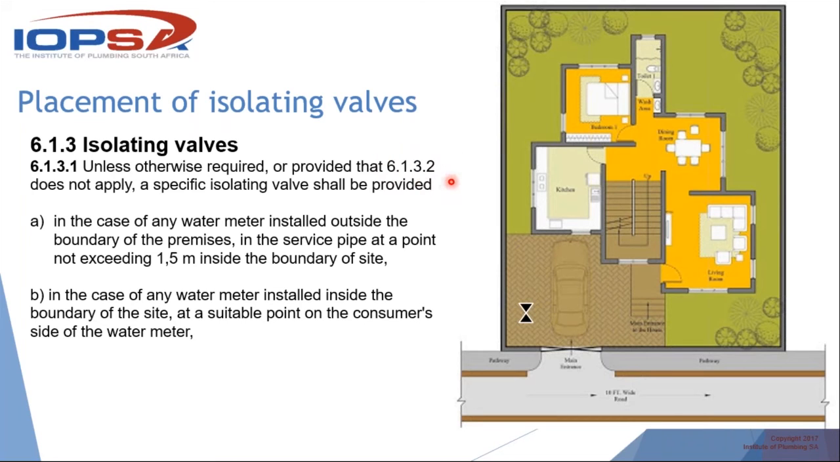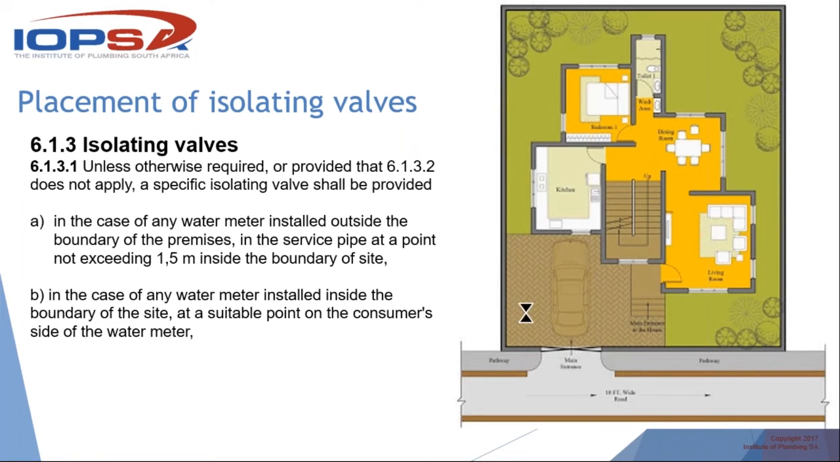So the section is 6.1.3, and as I said, this is in SANS 10252/1. It says isolating valves, unless otherwise required, and we'll get to this in a minute, or provided that 6.1.3.2 does not apply, and we'll get to what 6.1.3.2 says, and I'll explain what that means because it refers to it right in the beginning. So, provided that 6.1.3.2 does not apply, a specific isolating valve shall be provided.